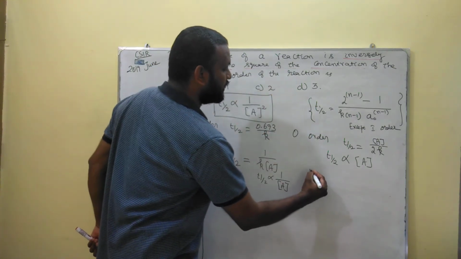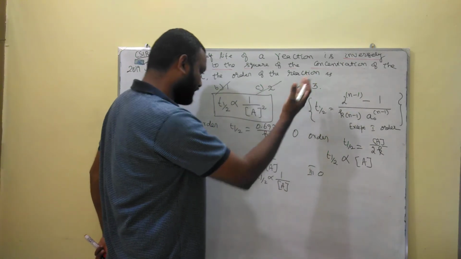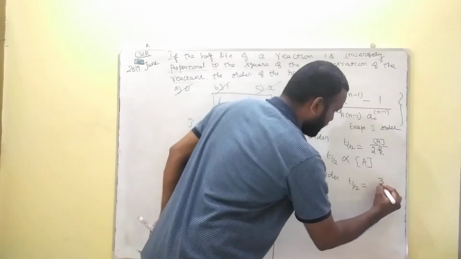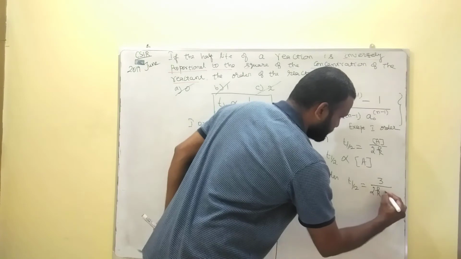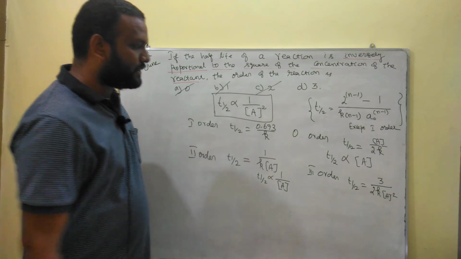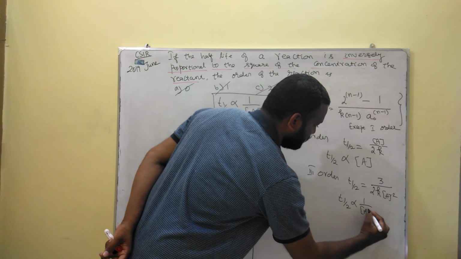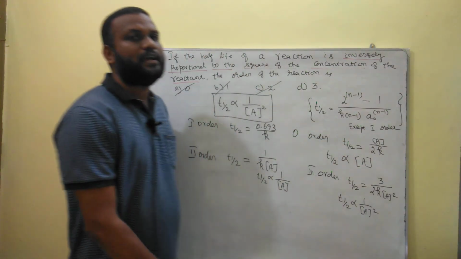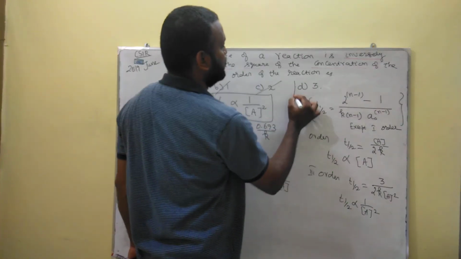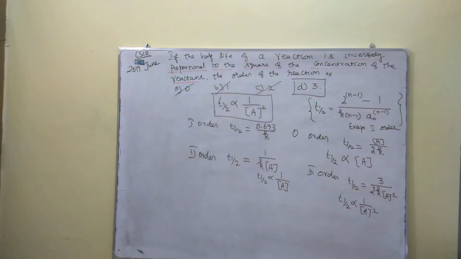Okay, we move to third order reaction. So we omit second order, and obviously the answer is third order. For third order reaction, T half is equal to 3 by 2 Ka square. So T half is proportional to 1 by A square, and we will get the answer. So the answer is D, third order reaction. This is the expression we expected here.